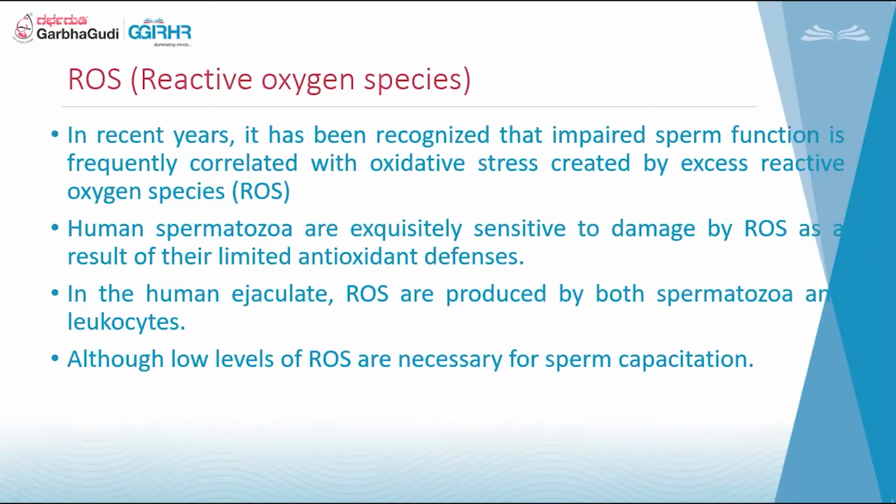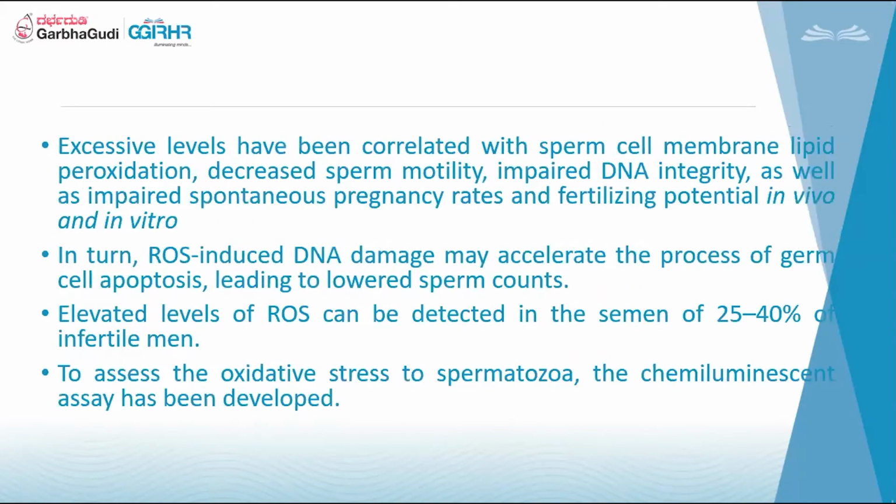So when the ROS level is less, that's when the sperm can capacitate. Again, if there are high levels of peroxidation, that is ROS, there is decreased motility, impaired DNA integrity, and impaired spontaneous pregnancy rates. That is all correlated. If your ROS is more, then obviously DNA integrity will be impaired, and the spontaneous pregnancy rate and fertilization potential, both in vivo and in vitro, will reduce drastically.